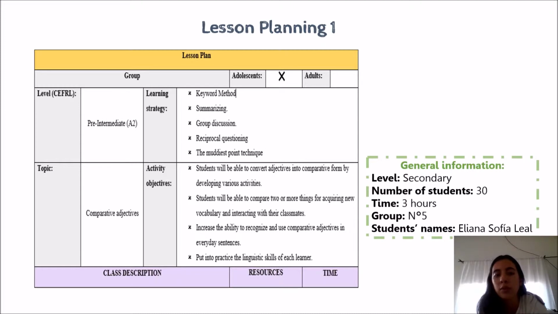The topic is comparative adjectives, and the activity objective is that the student will be able to convert adjectives into compared form by developing various activities. Students will be able to compare 2 or more things, acquiring new vocabulary and interacting with their classmates, increase the ability to recognize and use comparative adjectives in everyday sentences or situations, and put into practice the linguistic skills of each learner. The time for this lesson is 3 hours.